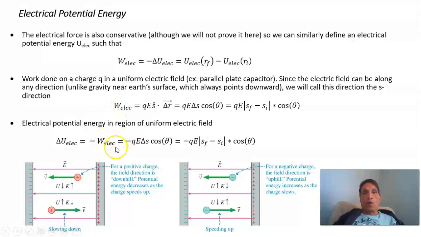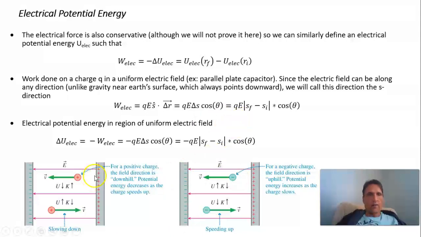Okay, and that work done by the electrical force, by the field, is the negative of the change in the electrical potential energy. And so here we get that the change in electrical potential energy is just QE times the displacement delta S, remember the magnitude, times the cosine of theta. Okay, and to get our signs right, the signs are the hardest part of this, just keep track of your signs. So let's do an example here.